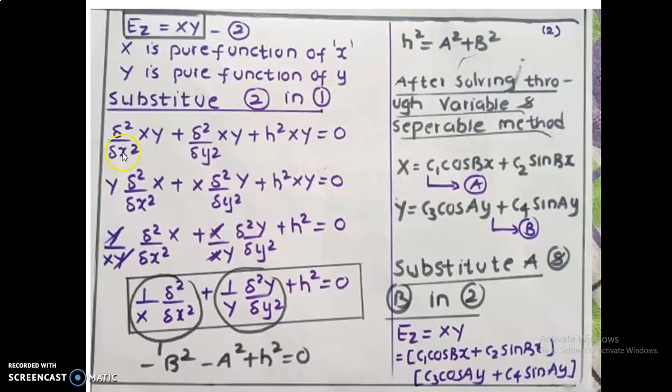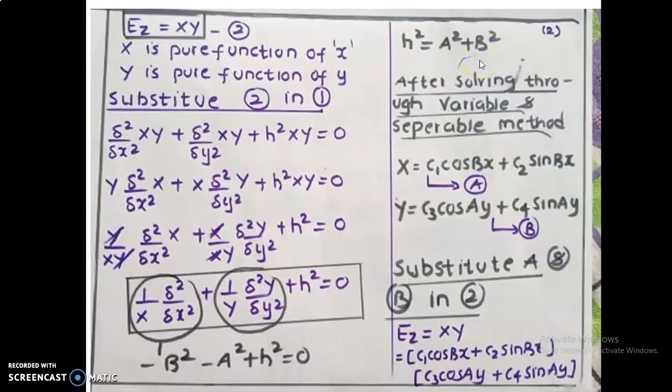Since capital X is a function of small x, it is the variable and the remaining is a constant. The same applies here also, and the remaining part is as it is. Now divide the whole equation by capital XY, so Y and Y get cancelled, X and X get cancelled, and we form this equation. Again, we assume that this is minus b square and this is minus a square. From here, we get h square is equal to a square plus b square.